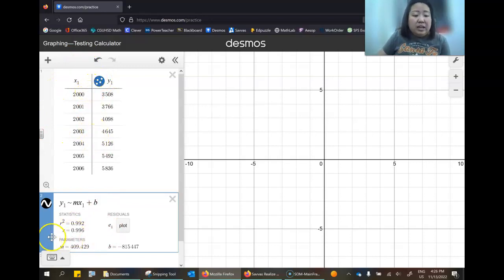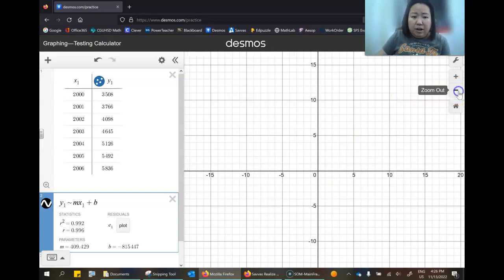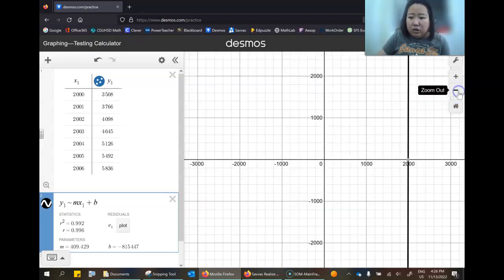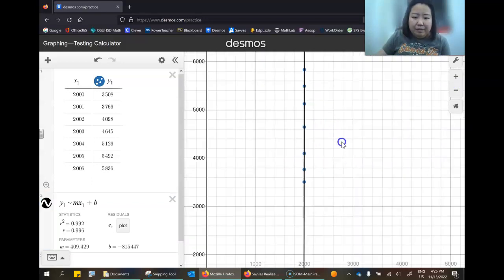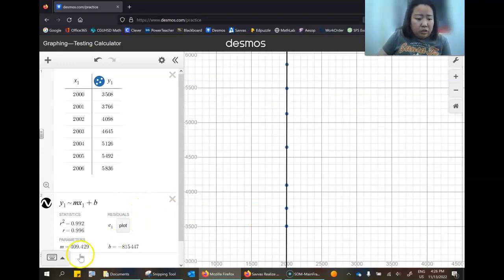Now, what do you see is the r? Our r is 0.996. And by the way, if you want to see the points being graphed here, because you are in 2000-something, it's going to be somewhere over there. There we go. Those are our points in there. And so you will see that our r is 0.996.